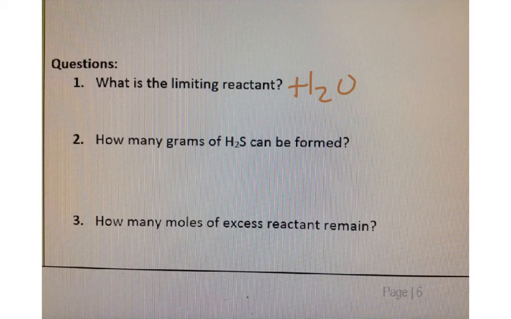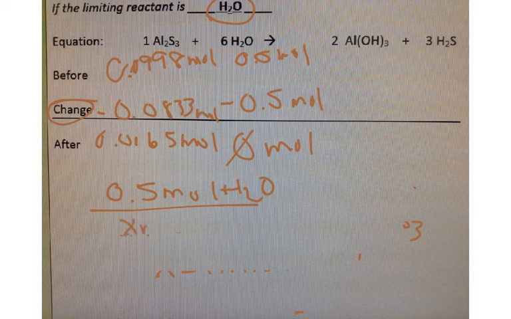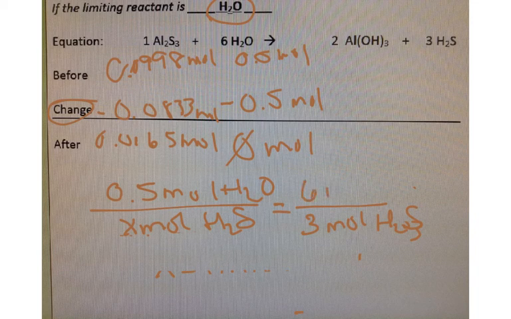So what I'm going to need to do is go back to my chart, and I'm going to need to figure out how many moles of hydrogen sulfide would I be able to produce. So I'm going to base it off of my change, which is 0.5 moles of water. How many moles of hydrogen sulfide would I make, or dihydrogen sulfide, or hydrosulfuric acid, if we want to go that route. So I need to figure out how many moles of H2S do I have. So I'm going to need to set up once again a proportion. So I've got 3 moles of H2S, and you are going to set that equal to 6 moles of water.